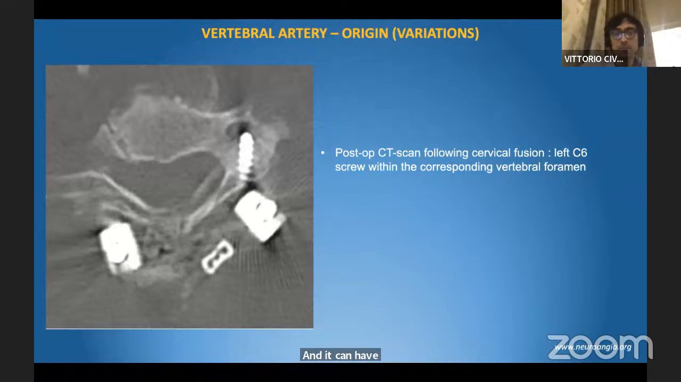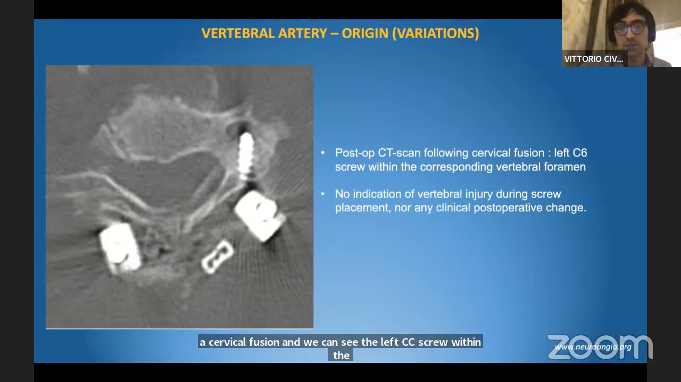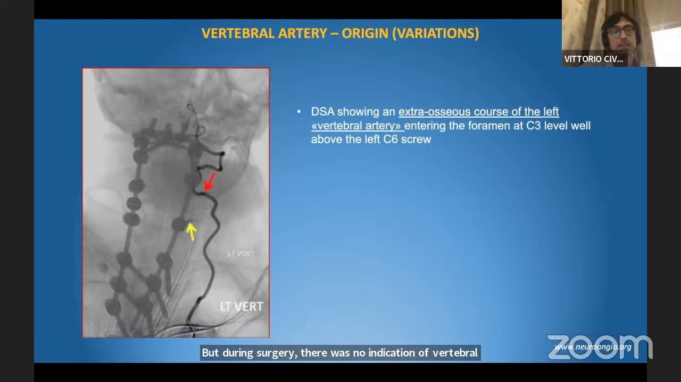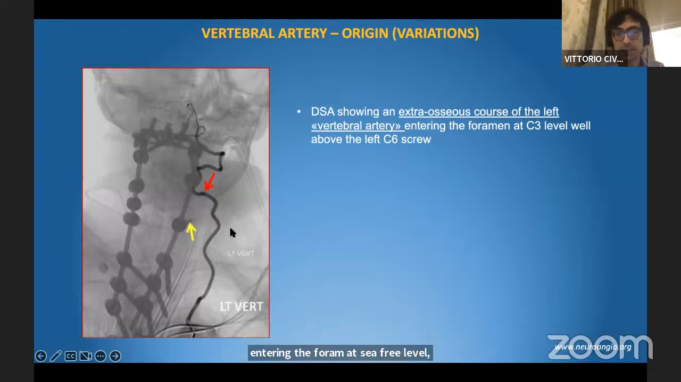We can see a post-op CT scan after a cervical fusion, and we can see the left C1-C2 screw within the vertebral foramen. But during surgery, there was no indication of vertebral injury or any postoperative change. And when we see the angio study, we see that the so-called vertebral artery has an extraosseous course entering the foramen at C3 level. This level is very far above from the C1-C2 screw.